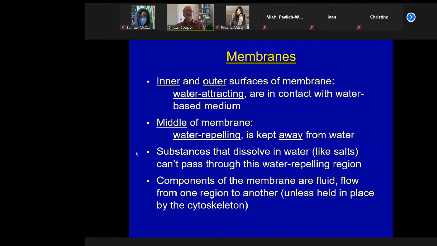Now, the parts of the membrane are fluid. They flow from place to place, except if they are anchored. Some of the proteins are going to be attached to the cytoskeleton and they're not going anywhere, but others are free to move, as we will see here.